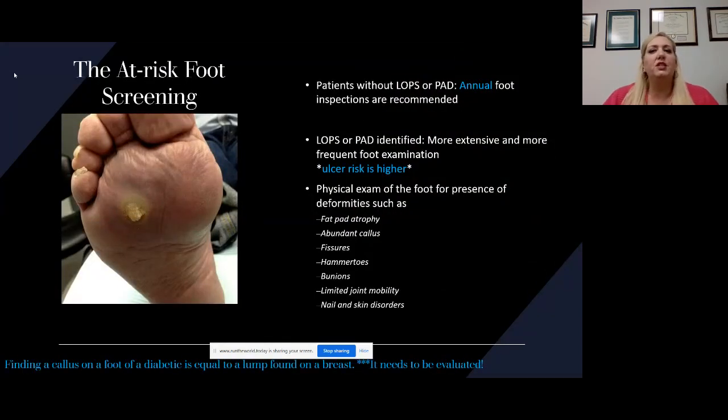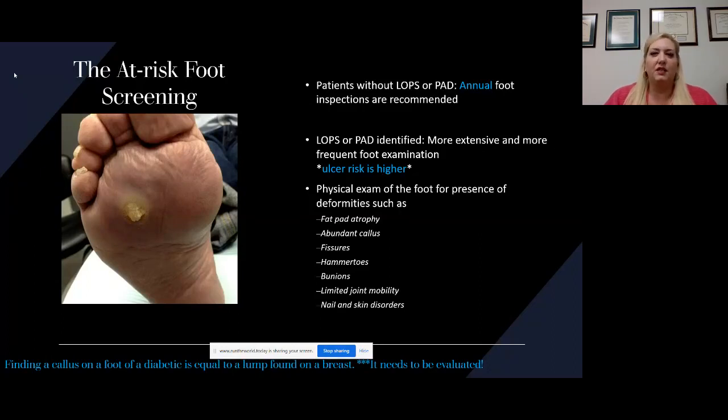So remember, patients with a loss of protective sensation and peripheral arterial disease are at greater risk. But even patients with diabetes without loss of protective sensation or peripheral arterial disease should still have screenings. We want to, again, prevent any problems from happening. We want to check that loss of protective sensation. We want to screen their ABIs and TBIs to see where they're going through time. So an annual foot exam would be indicated for those patients.